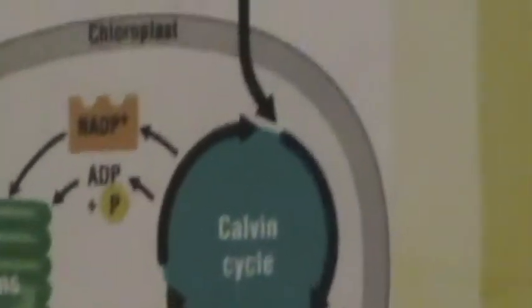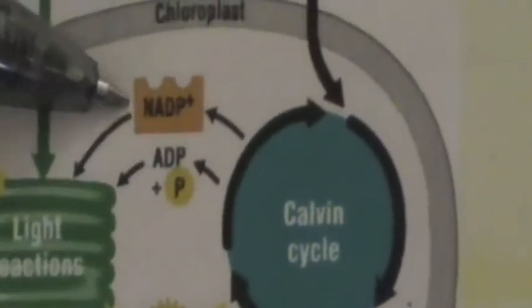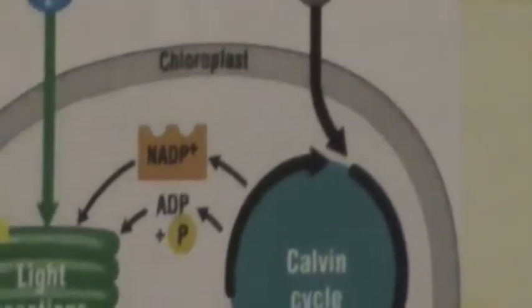The inputs of the light reactions are the photon of light and water. The outputs are O2, ATP, and NADPH. The input of the Calvin cycle is CO2. The outputs are G3P, which is glucose, ADP plus P, and NADP plus P.